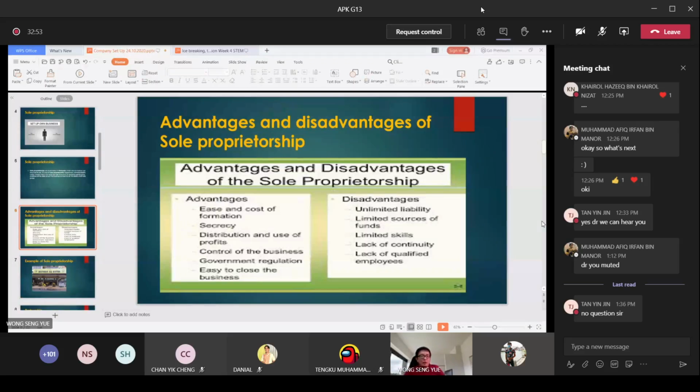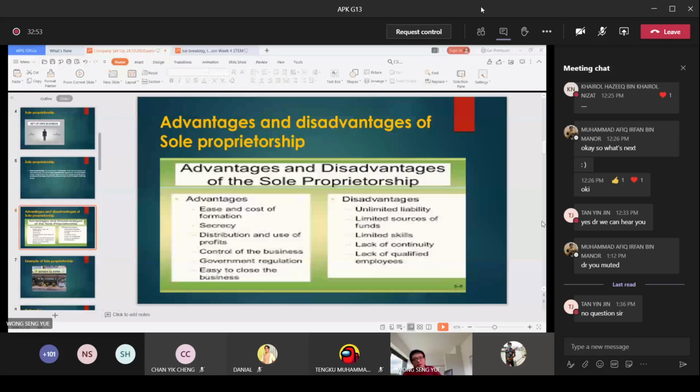For example, a restaurant. A restaurant is mostly owned and managed by one person, but mostly assisted by their own family. So if anything happens, for example, if this person wants to migrate or move to another area or another state, this business will mostly be terminated.